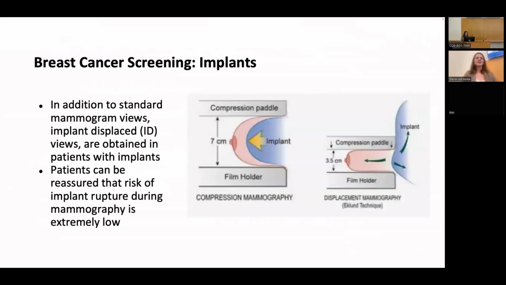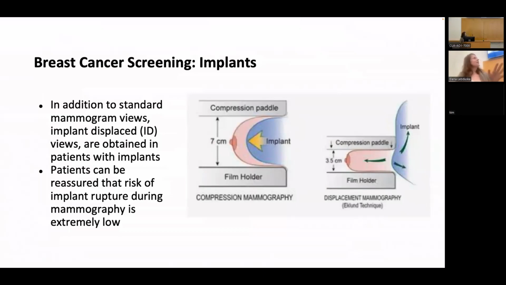So why is this? When you order a mammogram for your patient with implant, there's actually an implant order. So you can order a mammogram with implant, and it's because they do an additional view, an implant displaced view. What they try to do is push the implant out of the way to just basically squish the tissue. In that middle photo, you'll see a compression mammography here. So they're going to squish the implant down.